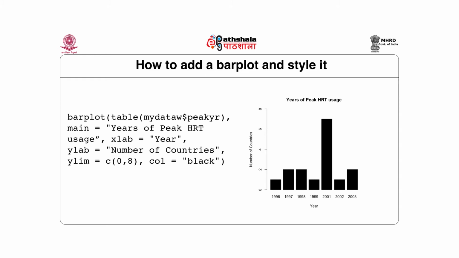And col basically tells you about a color specification, and we'll see how we can specify colors in a bar plot or in any plot in R. In this particular case, we decided to choose our color of the bars to be black.